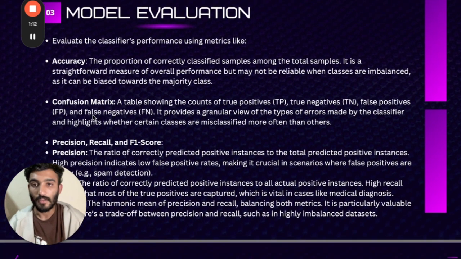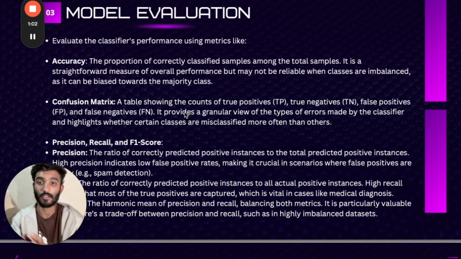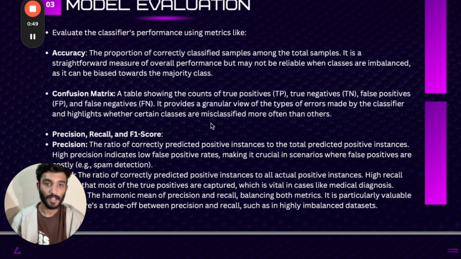Next, we will talk about the confusion matrix, a table showing the counts of true positive, denoted by TP, true negative, denoted by TN, false positive, denoted by FP, and false negative, denoted by FN. It provides a granular view of the types of errors made by the classifier and highlights whether certain classes are misclassified more often than others.